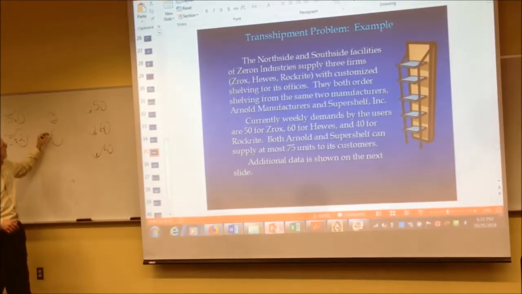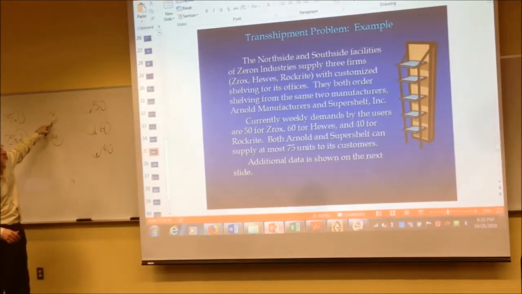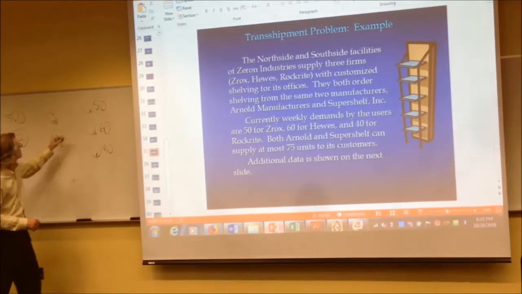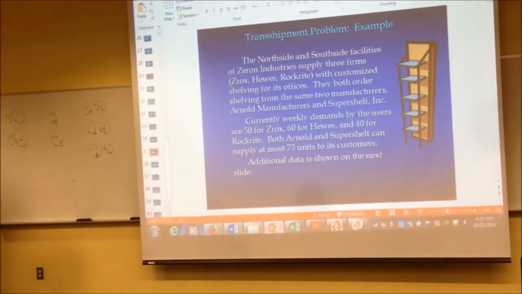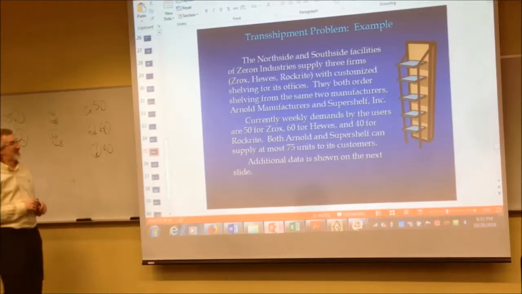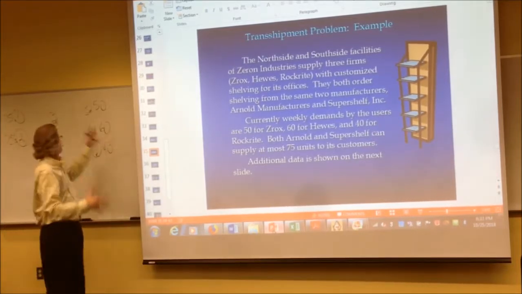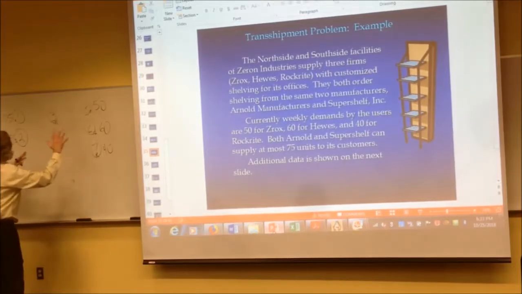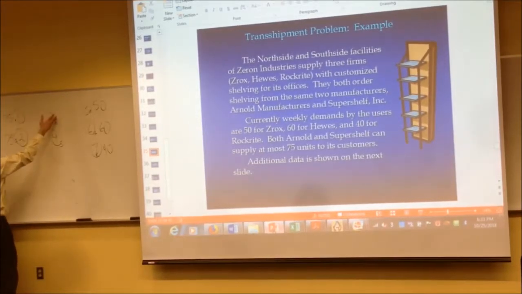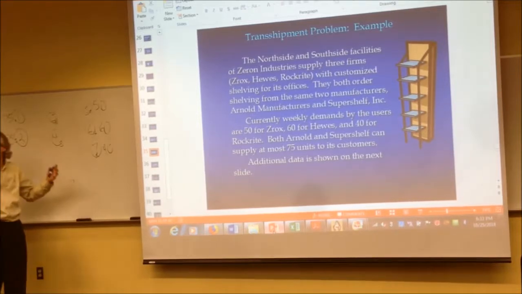1, 2, 3, 4. This is our north side. This is our south side. 5, 6, 7. How many constraints will we have? That's right. We need to see if we have the availability to go to all customers, if we have the availability to receive them from both suppliers, or only our north side can get it from one supplier and our south side can get it from the other.